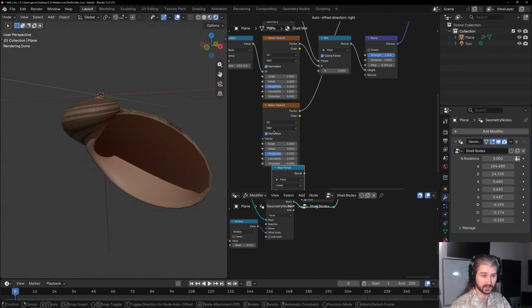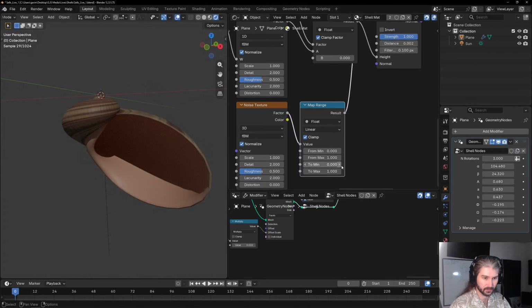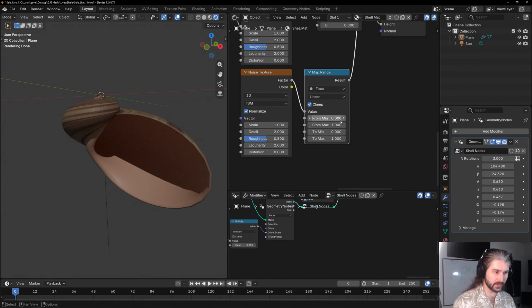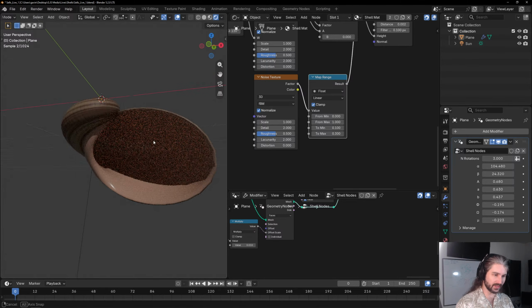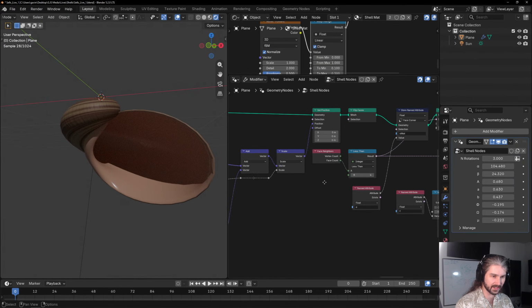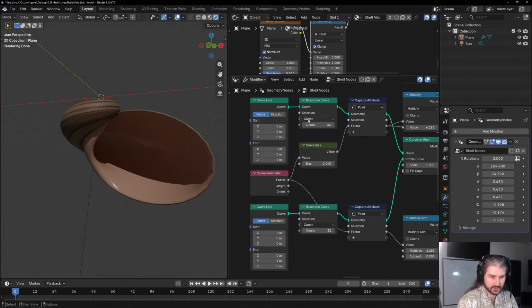This is me really nitpicking here. But we don't want it to be the full range from 0 to 1. I'm going to have it be 0.1 to 0.3-ish, so that there's just a little bit of noise. I don't even know that you can really see that, but I think it's neat.